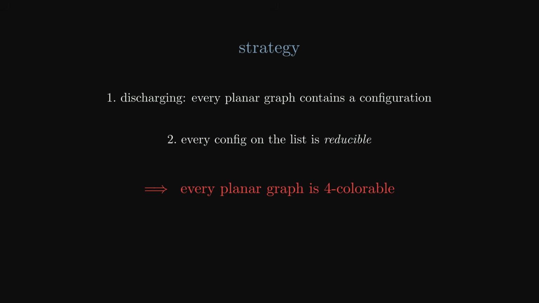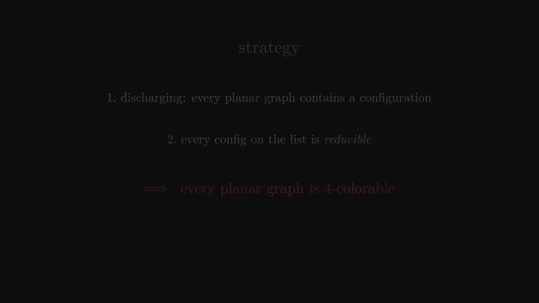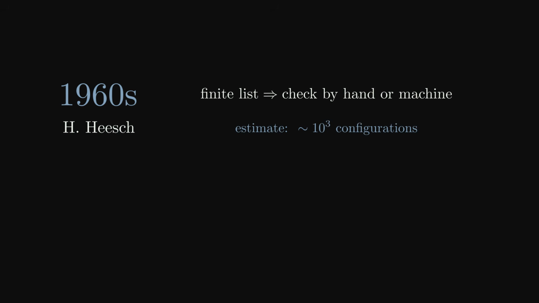If that list of configurations is finite, and every configuration on the list is reducible, then by induction, every planar graph can be four-colored. Heinrich Hesch in the 1960s had pioneered this approach and shown that in principle, the four-color theorem reduced to checking that a certain finite list of configurations was all reducible. The list, Hesch estimated, would have thousands of configurations. Each configuration would need to be checked, one by one, for reducibility. This is exactly the kind of problem a human cannot do by hand, but a computer can.